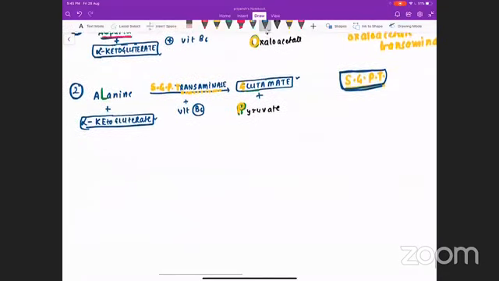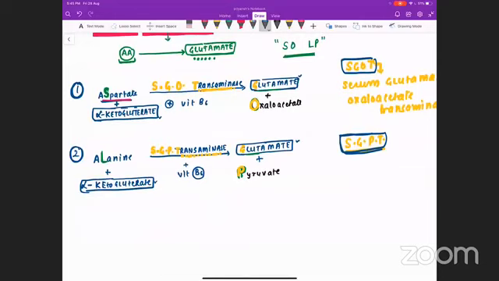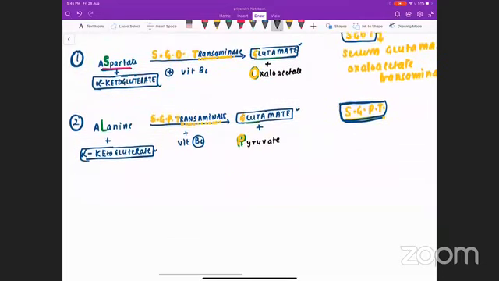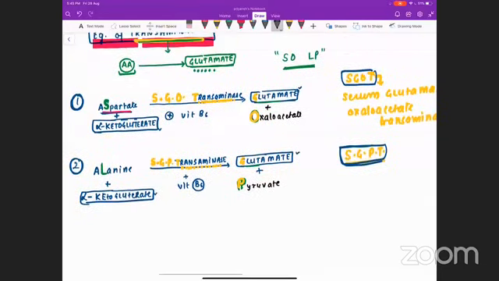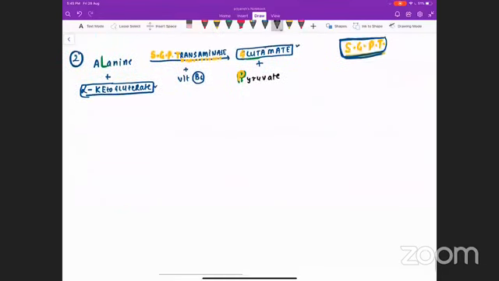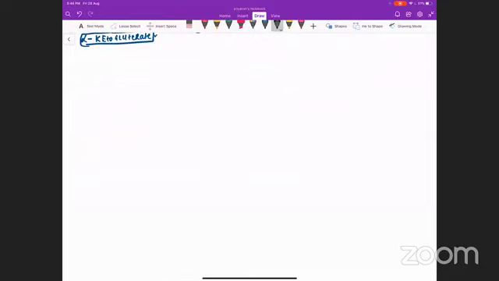Let's add some more relevance to this SGOT, SGPT. That is just for your clinical knowledge. See, these two molecules are SGOT and SGPT. They are used in liver function test. Now pay attention. See, I can say liver diseases.